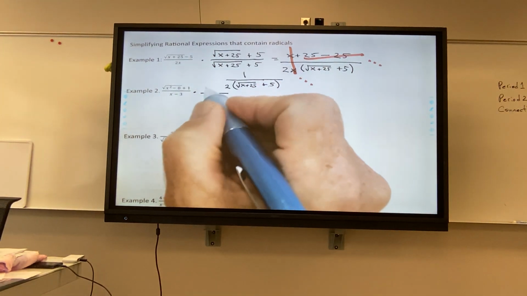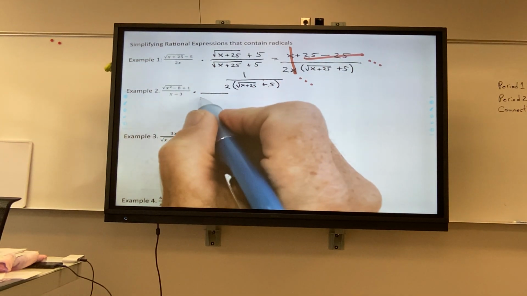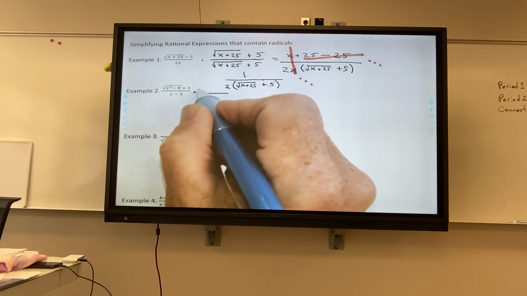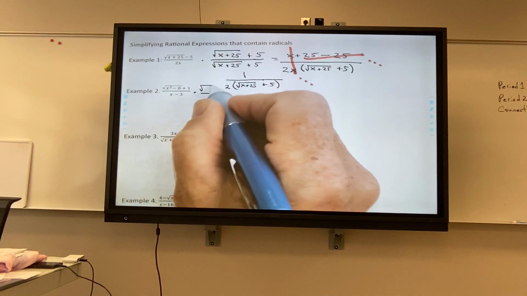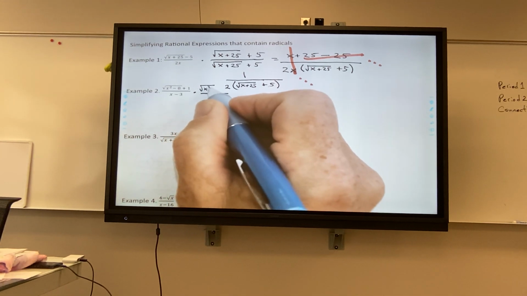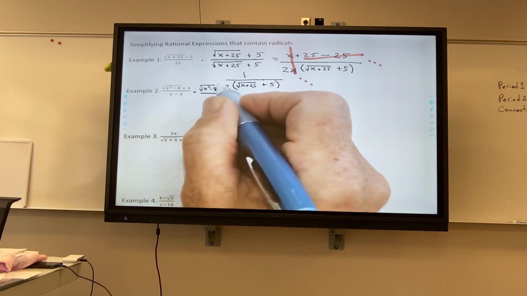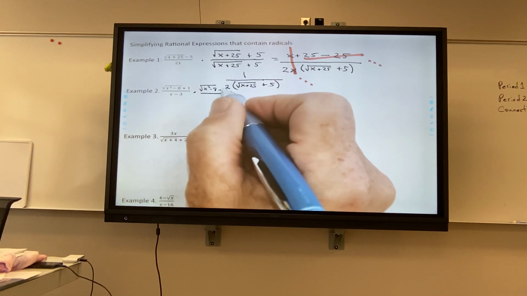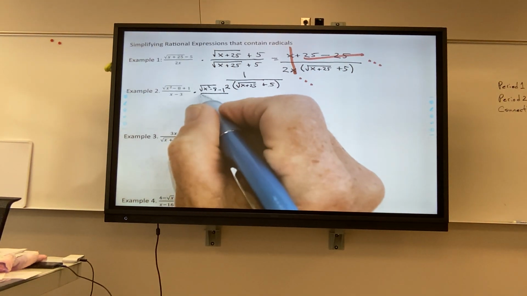Austin, what do you think my conjugate is? Would it be x squared minus 8 minus 1? The square root of x squared minus 8, right? Yep, minus 1, top and bottom, right? Yep.